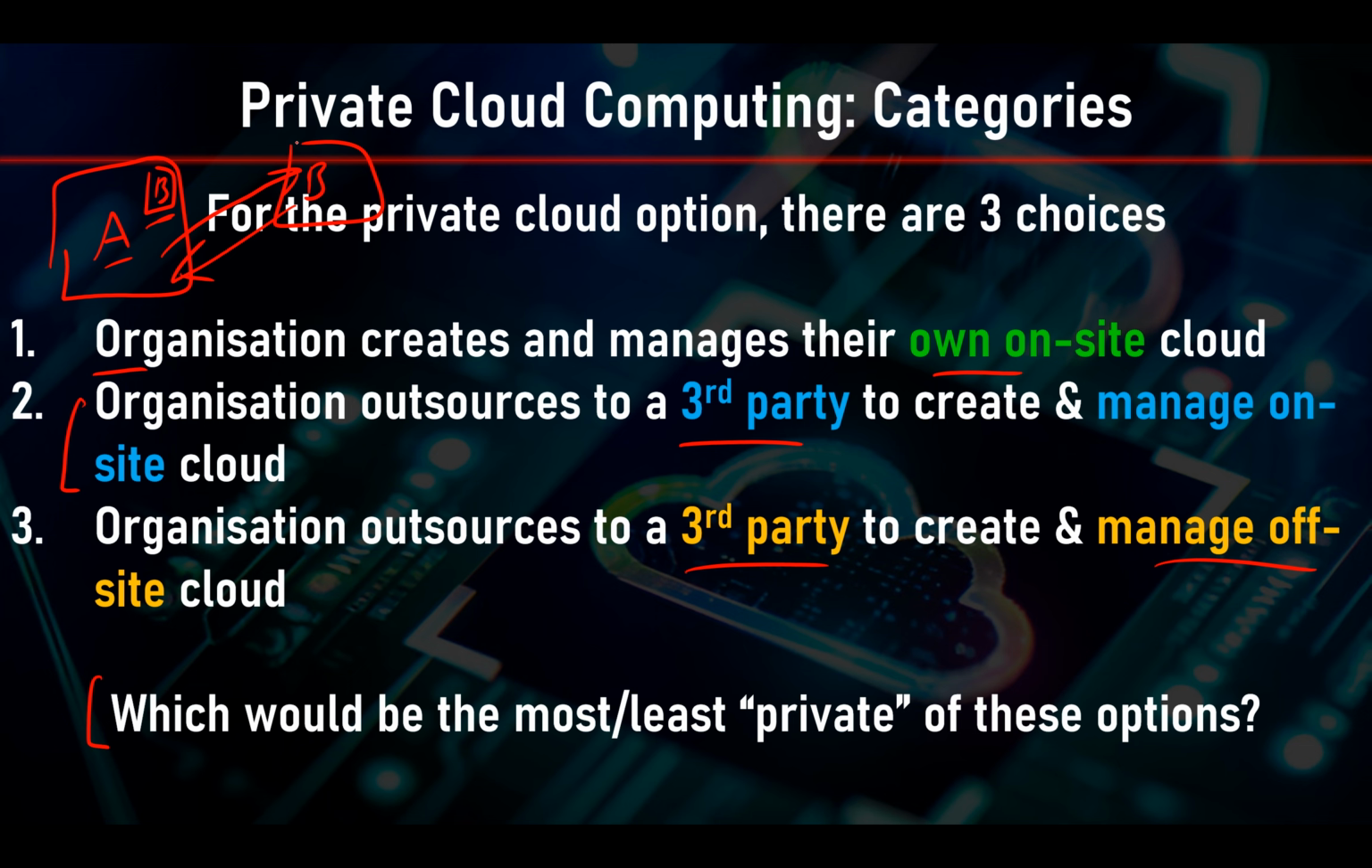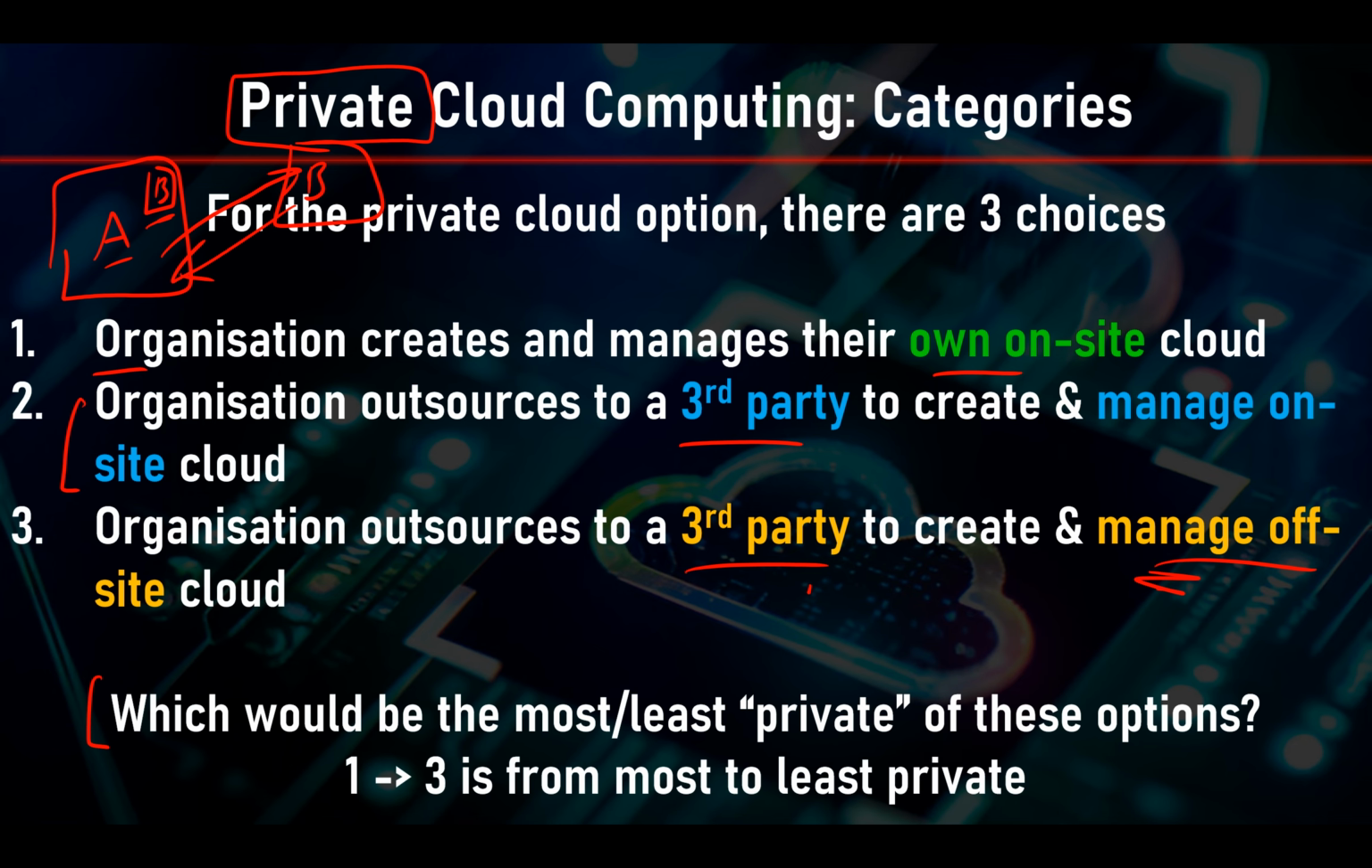However, the thing to notice is that this is still all considered private, and the reason it's considered private is because this cloud is made just for this company. Whereas if we look at public clouds in a minute, these servers, these computing resources, would be shared by many different companies, many different users. Even in situation three, the cloud is still going to be just for them, even though it's in a different location.